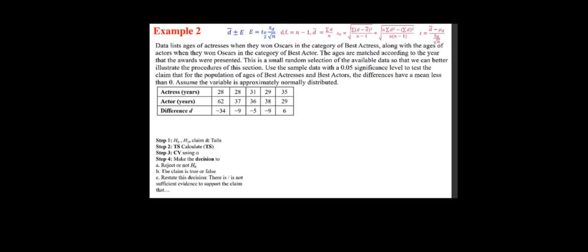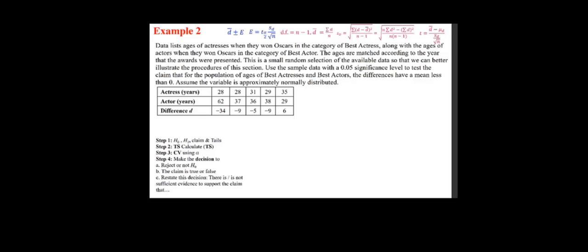Let's go to the next example. Data lists ages of actresses when they won Oscars in the category of Best Actress, along with the ages of actors when they won Oscars in the category of Best Actor. The ages are matched according to the year that the awards were presented. This is a small, random selection of the available data so that we can better illustrate the procedures of this section. Use the sample data with a 0.05 significance level to test the claim that for the population of ages of best actresses and best actors, the differences have a mean less than 0. Assume the variable is approximately normally distributed.